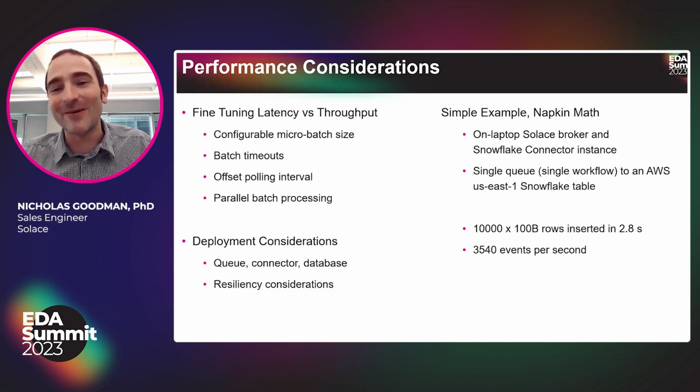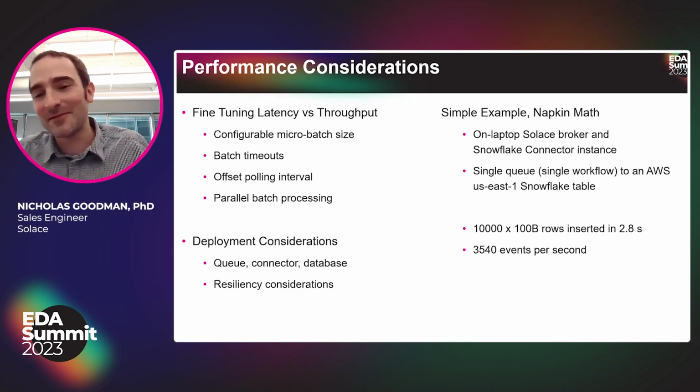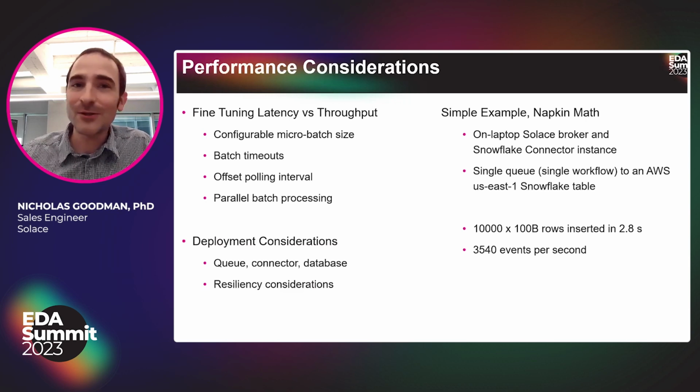We haven't done extremely thorough testing on the performance characteristics of this connector yet, so I'll call this some napkin math. Using my personal laptop, I was able to run a Solace broker as well as the connector instance, and using a single queue and a single workflow to an AWS US East 1 Snowflake table from a home internet connection, I'll add, I was very easily able to achieve 10,000 rows inserted in a period of only 2.8 seconds. That's 3,500 events per second, and that's just in a home office setup. So it's pretty fast.